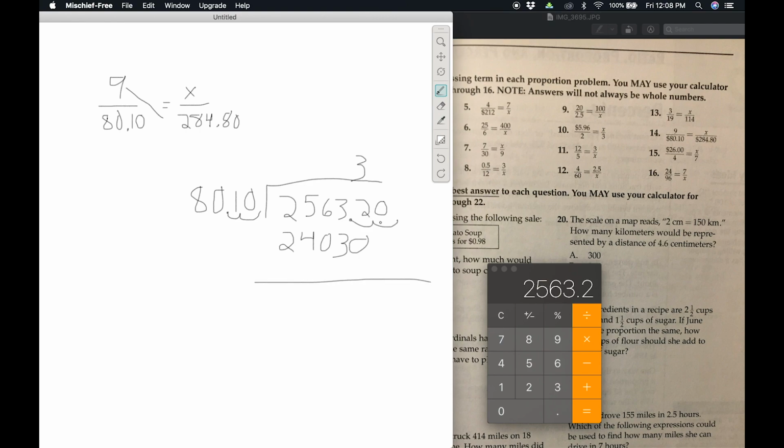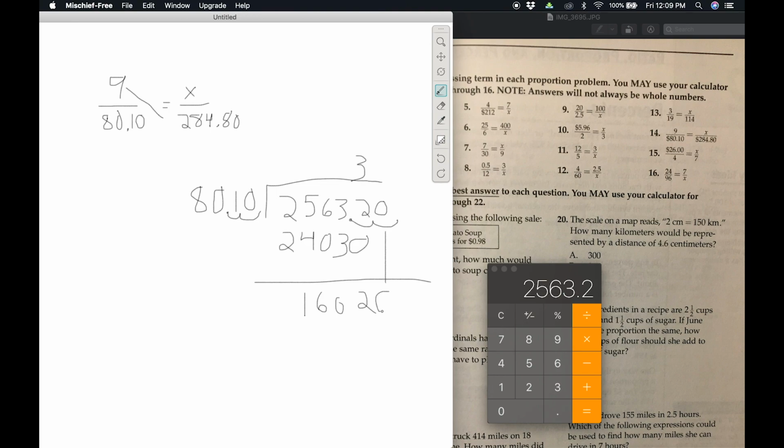Easy enough. 2 minus 0 is 2. 3 minus 3 is 0. 6 minus 0 is 6. 5 minus 4 is 1. Okay, so now we have 1,602. Does that 8,010 go into 1,602? It does not, so we have to bring down the 0.